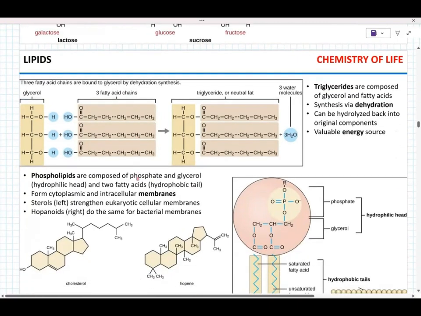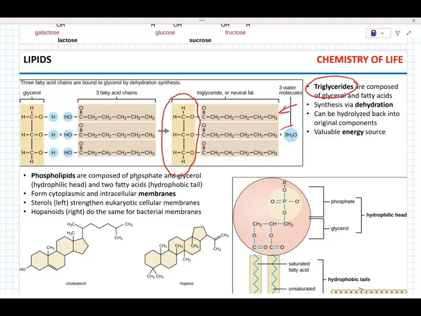Lipids, 3 types I want you to remember. First are triglycerides. Why do we call them triglycerides? Triglycerides consist of glycerol residue and 3 fatty acid residues. All lipids are nonpolar, hydrophobic. The use for triglycerides is mostly energy. So you need to know the composition, glycerol and fatty acids.